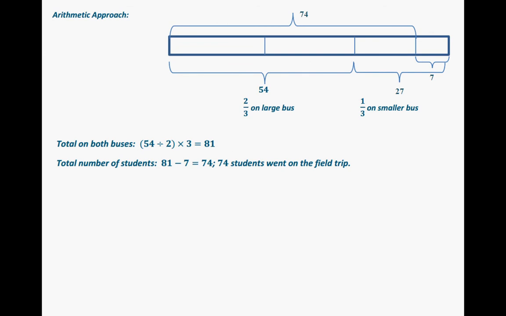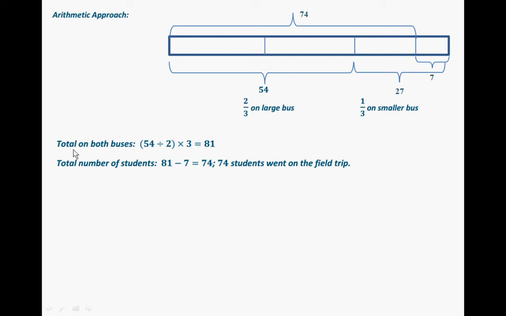So let's take a look at an arithmetic approach. We know that we have, again, 1/3 on a small bus and 2/3 on a large bus. So we start with a total tape diagram that we split into 3 parts, three equal parts as best as we can. Well, we know that 2 of these parts, because it said 2/3, is going to be equal to 54. And we know that out of this last part, we have 7 people who are adults, and that means that we have this last part here that we don't know about.